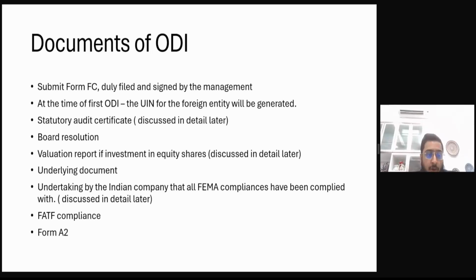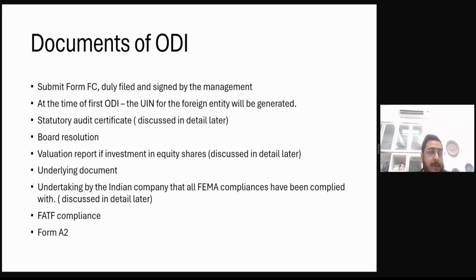Now, the underlying document is a must, because that document is the basis. Whether you are making a loan, giving a guarantee, or making an investment, you need to have the supporting underlying document. For example, if you're investing in equity shares, you should have the share transfer agreement. The SPA is a must. The auditor should also go through the share purchase agreement. There might be a lot of details, commitments and conditions in the document, so you should always go through it.